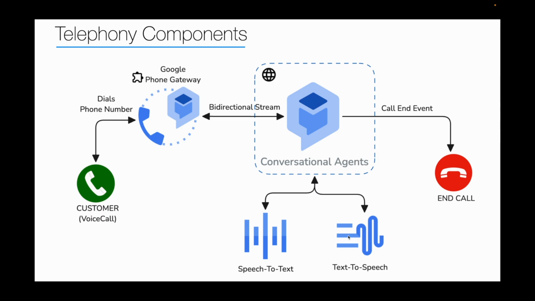Google offers a range of TTS voices, including the latest Chirp HD voices, which are highly natural and well-suited for conversational experiences. So, when a user dials the phone number linked to an agent, the Google Phone Gateway receives the call and routes it to the agent, establishing a bidirectional audio stream. This allows real-time communication. Audio flows in both directions, enabling smooth and interactive conversations.